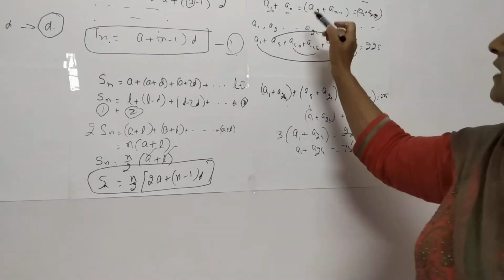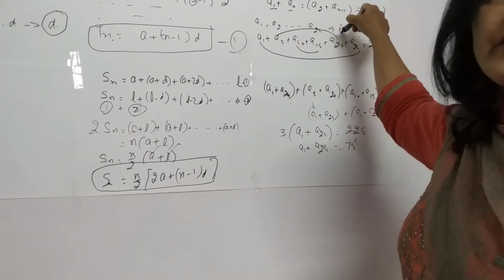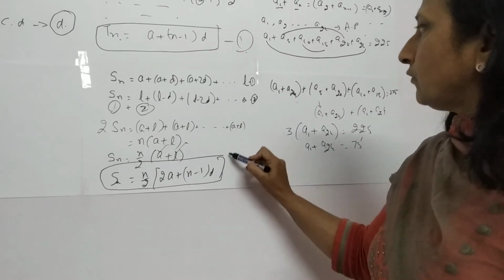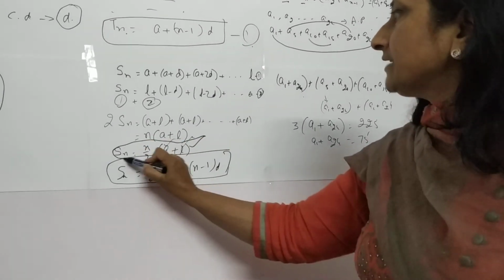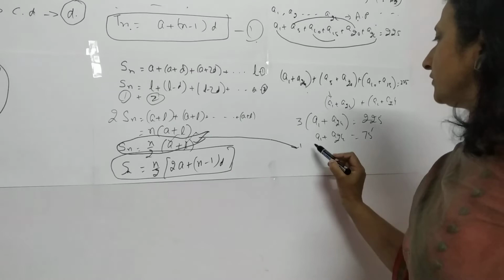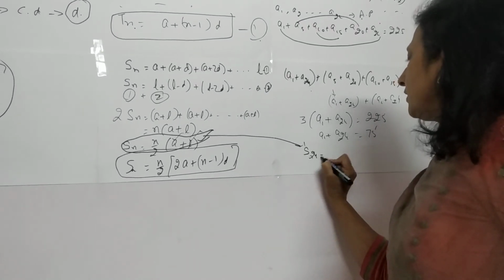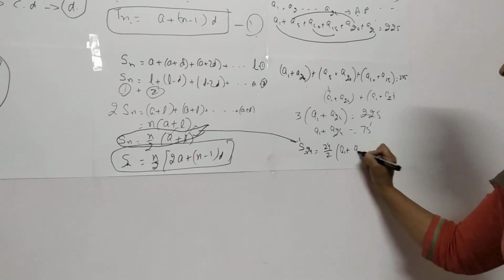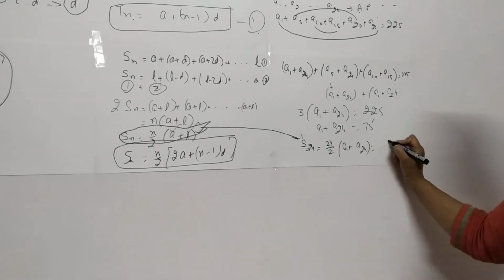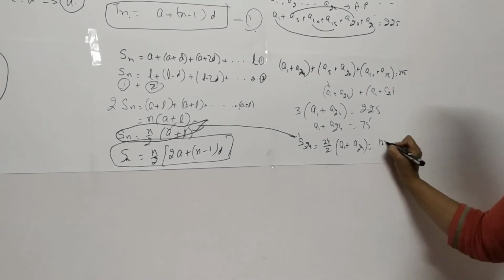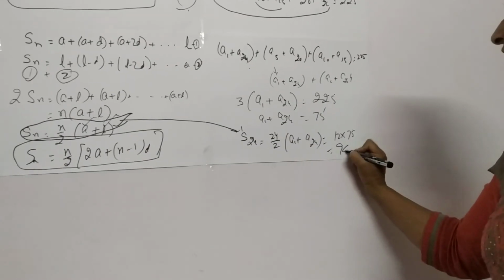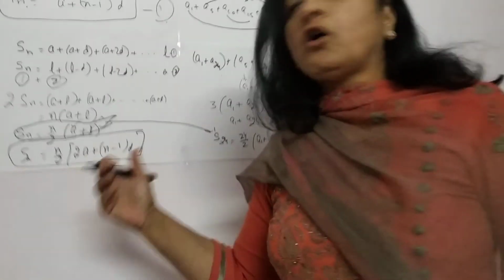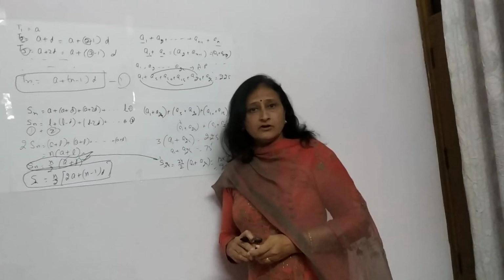Now we want to find the sum of the first 24 terms of the AP. Using the relation for the sum of n terms, S24 will be equal to 24 by 2 into A1 plus A24, which we have just found out. Solving this, we will get 12 into 75, which is 900. So that is how we can find out the sum of the first 24 terms of an AP.